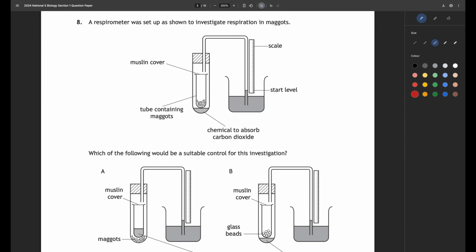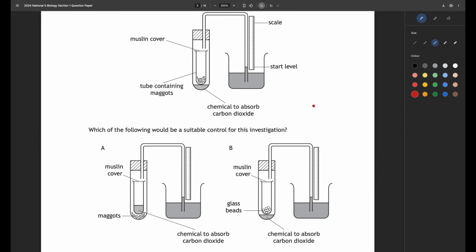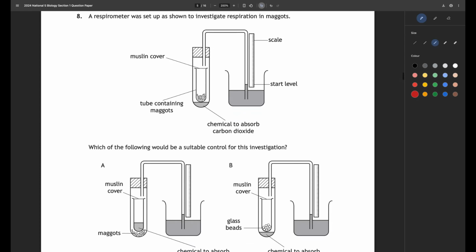Number 8, a respirometer was set up as shown to investigate respiration in maggots. Okay, which of the following would be a suitable control for this investigation? So remember, with controls, we are looking for an apparatus that's set up in exactly the same way as the original experiment, but minus the factor that we're investigating, okay? And what we're investigating here is respiration in maggots.